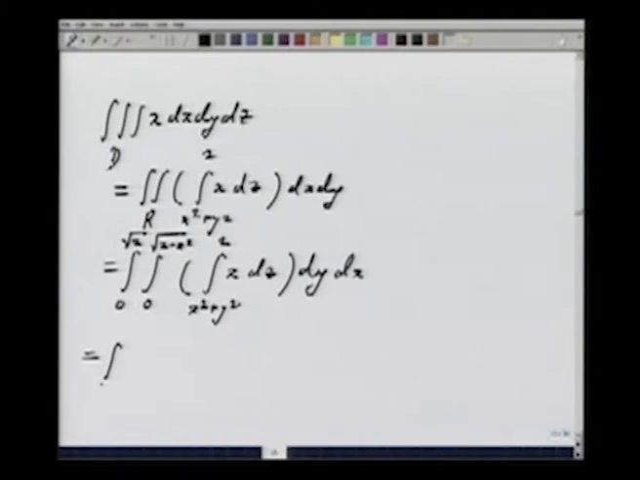So it then comes out to 0 to root 2, then 0 to square root of 2 minus x square, then 2 minus x square plus y square, that means the z integral I have performed, then dy dx. This can now be easily computed by using the standard Fubini's theorem in two variables.